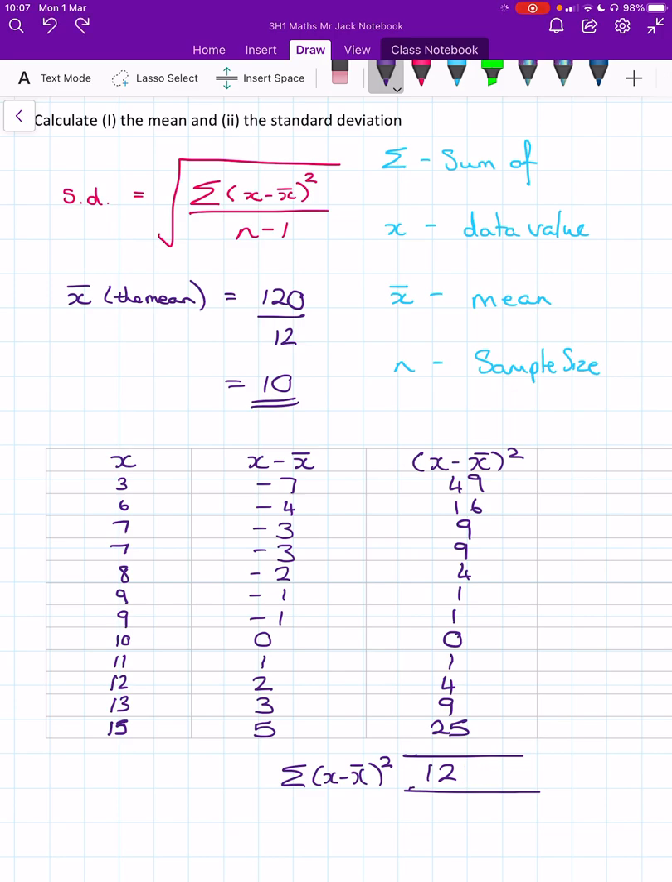Yeah, 128. We're just going to double check on that, make sure we're happy. So 49 plus 16 plus 9 plus 9 plus 4 plus 1 plus 1 plus 1 plus 4 plus 9 plus 25. Yeah, 128. So the sum of x minus x bar squared, that entire top line, same as the formula, is going to be equal to 128.